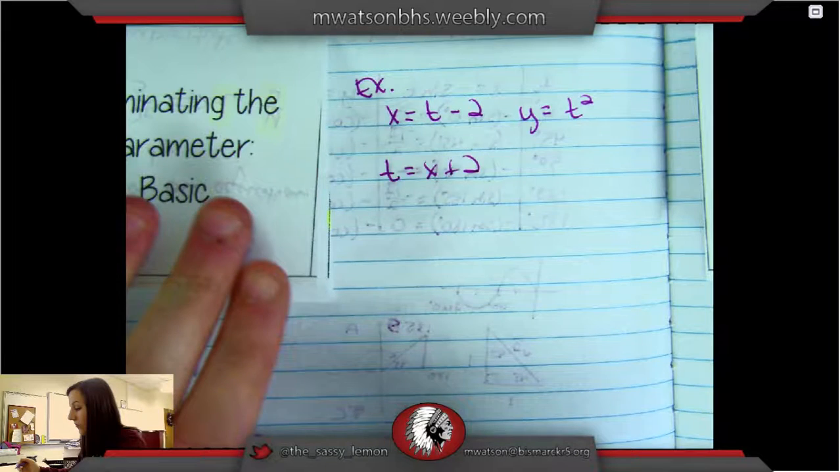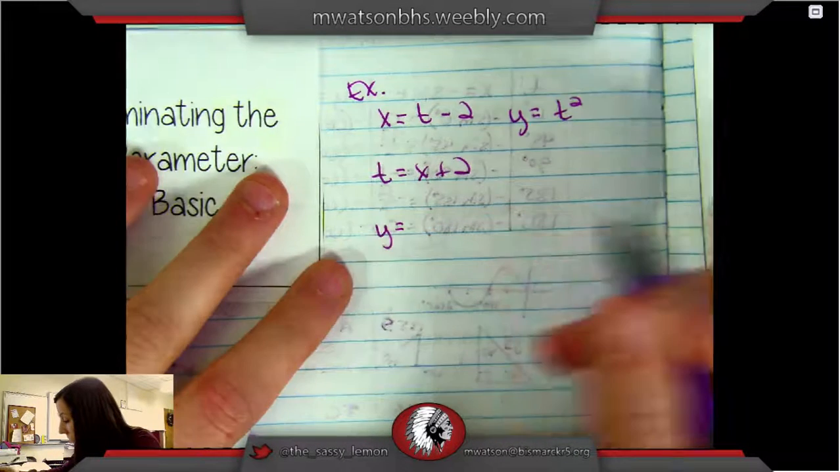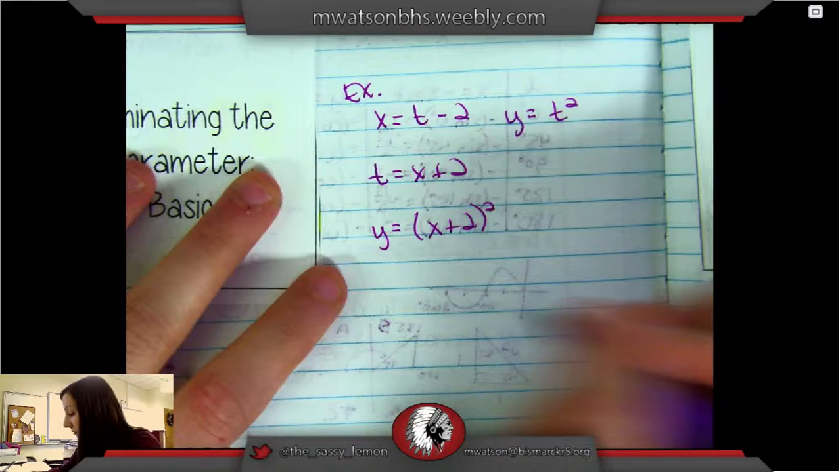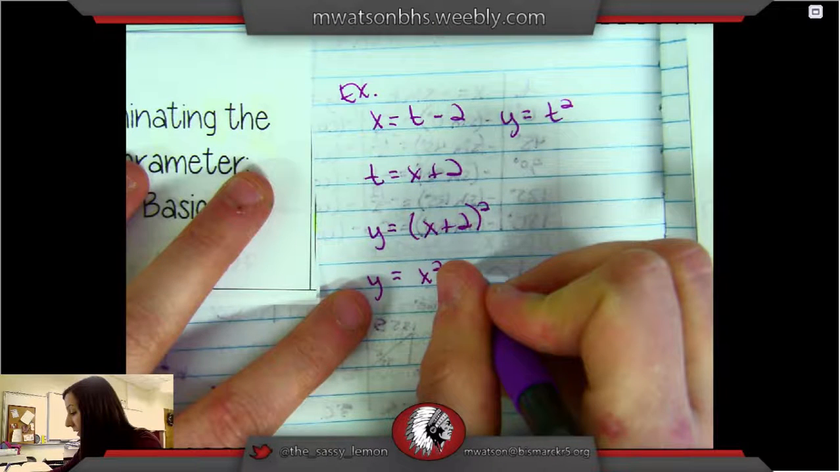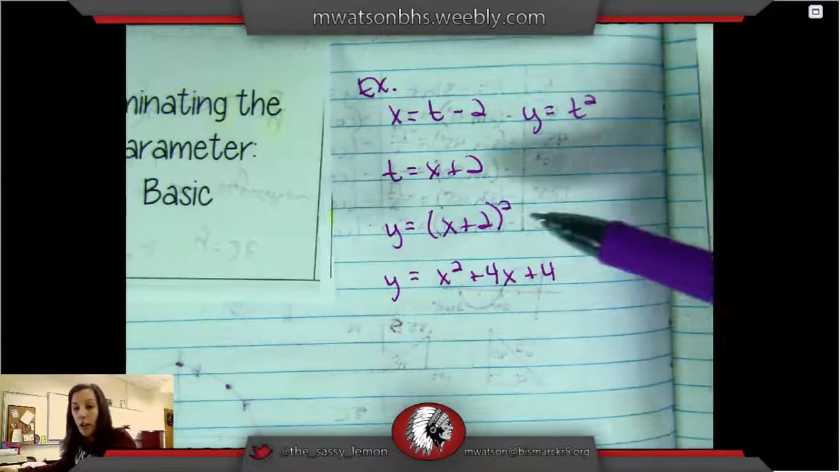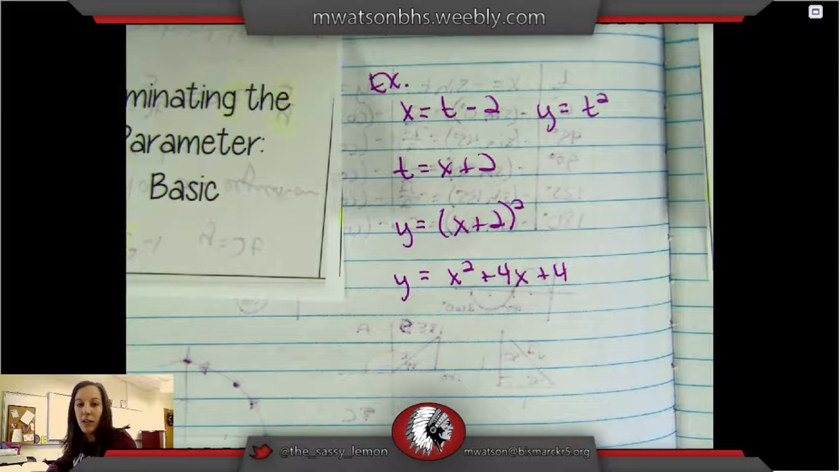So I'm going to have y equals, but instead of t squared, I'm going to have x plus 2 squared. And I just square that, double distribute it out, and I get x squared plus 4x plus 4. If you're interested in how I did that so quickly in my head, you can talk to me about it during class or ask then.